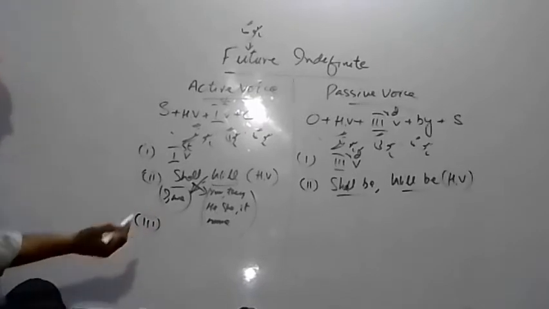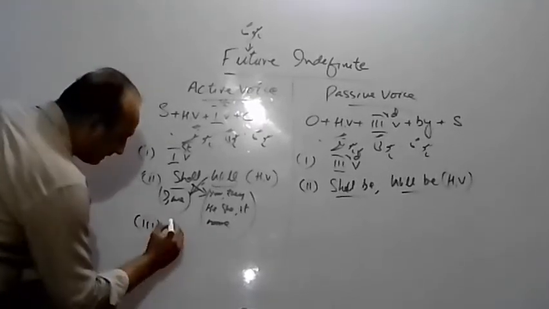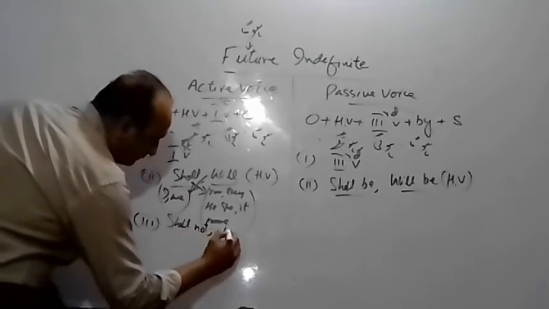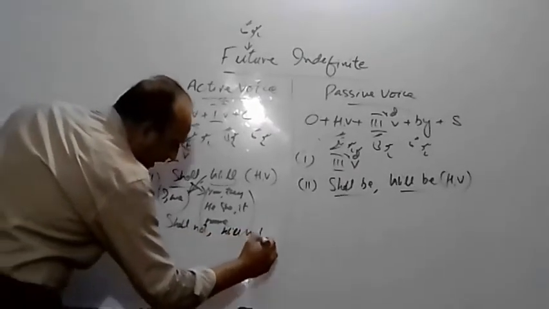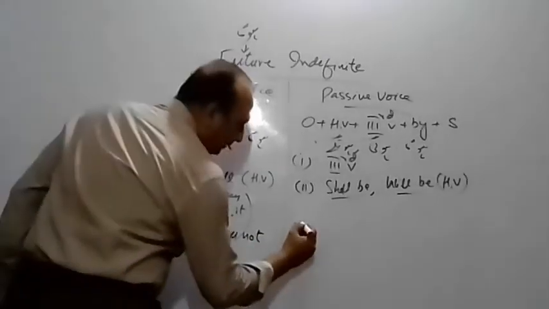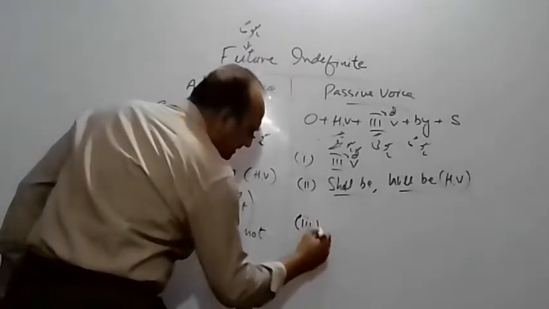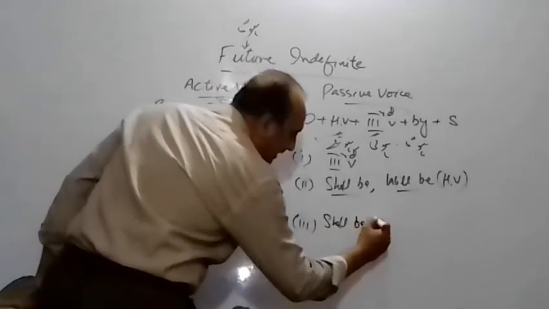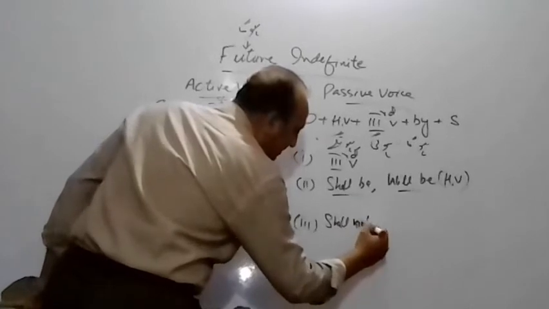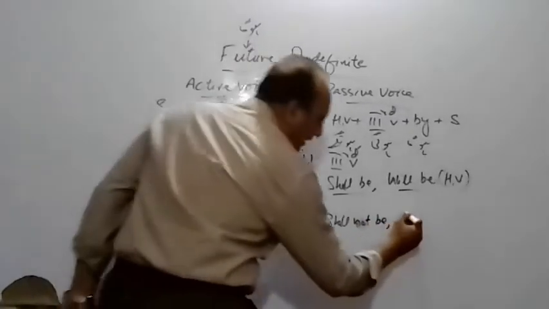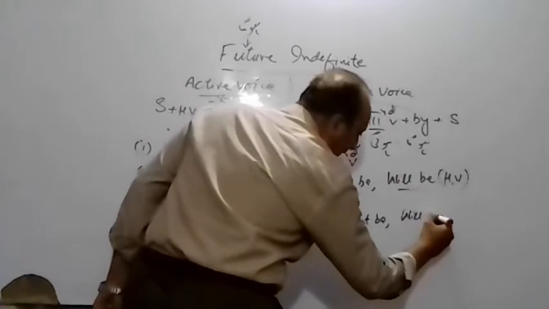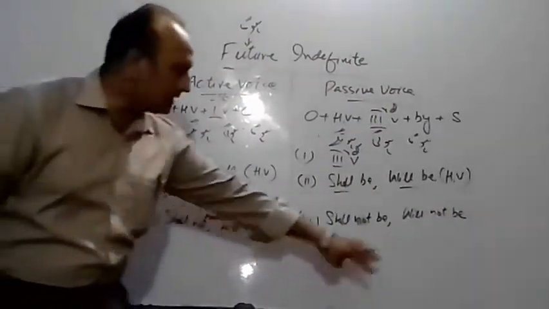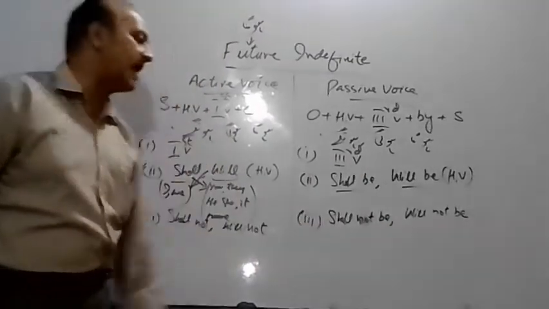Point number three tells us how to make a sentence negative. So to make a sentence negative, what do we do? We apply not with both of these: shall not and will not. So here in passive voice, we have a little change. And what change will we make? We will place not in between shall and be, and again will and be. Through this, our sentence will convert into negative.